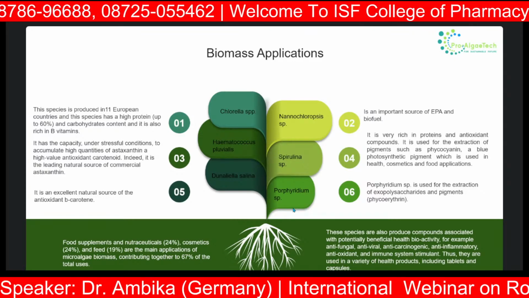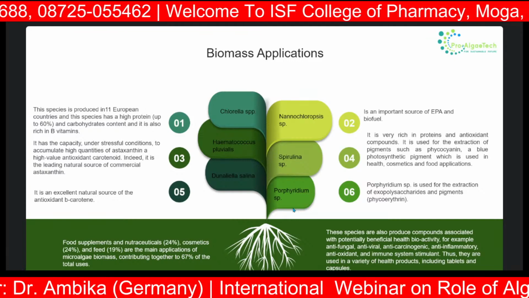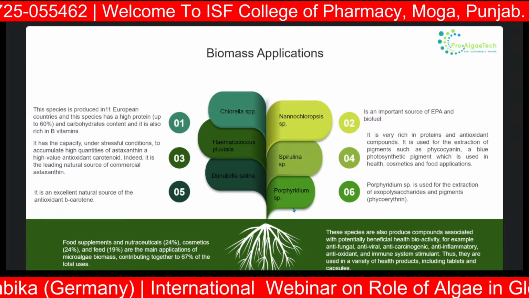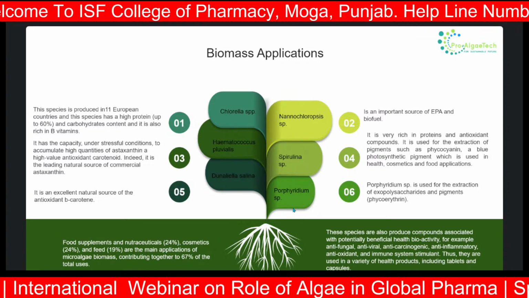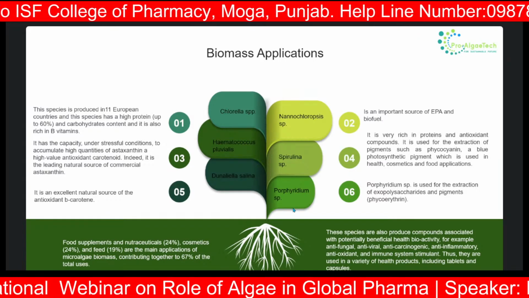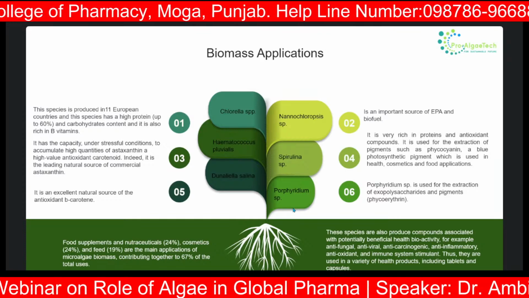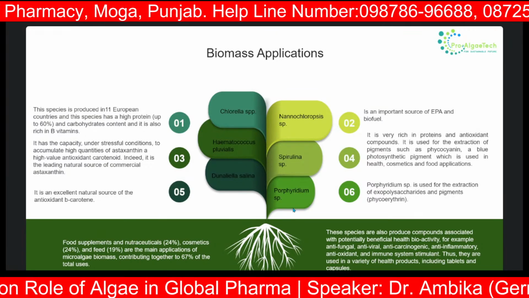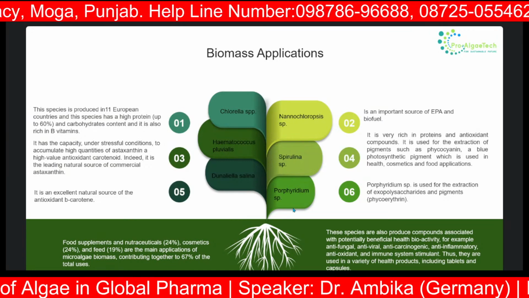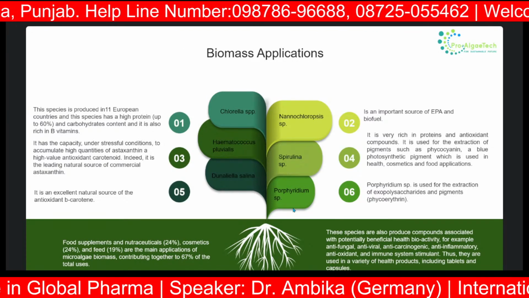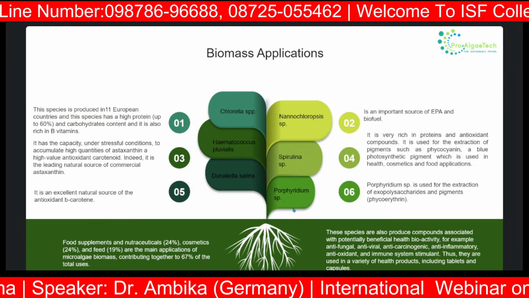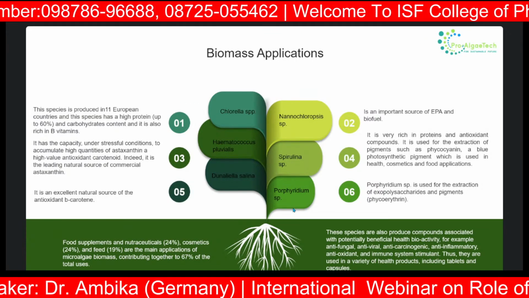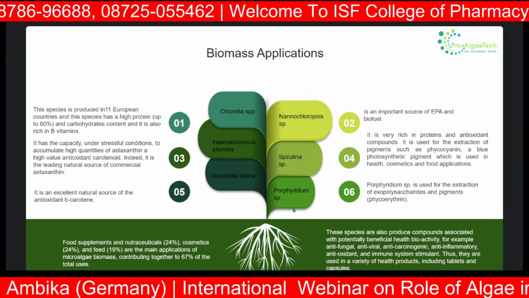Spirulina, next to chlorella, is another species that has been selected by different industries. It is very rich in protein and antioxidant compounds, and it is also used in the extraction of pigments such as phycocyanin. Phycocyanin is one of the bioactive compounds you can get, which is blue in color, and it is used in health, cosmetics, and food applications.